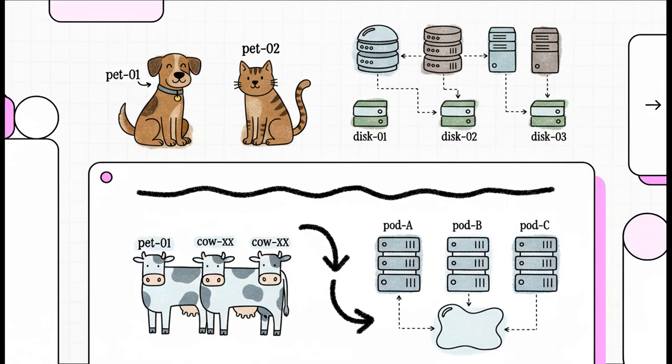Hey everyone, welcome. Today, we're going to dive into a topic that can be a real head-scratcher in Kubernetes. How to run those apps that actually need to remember things, like databases. Your standard tools can kind of fall flat here, but luckily, there's a really powerful solution called a StatefulSet. So let's break down exactly what it is and why it's so important.